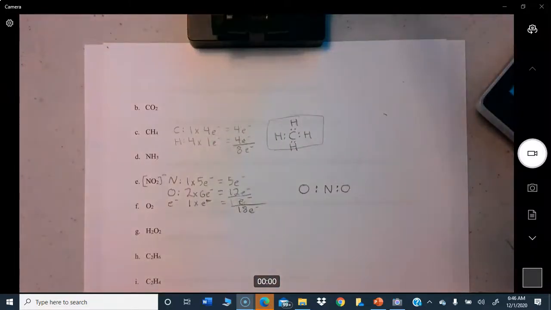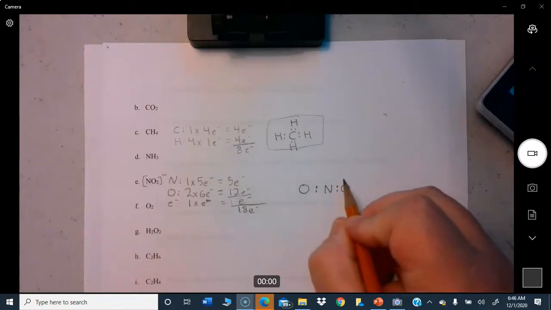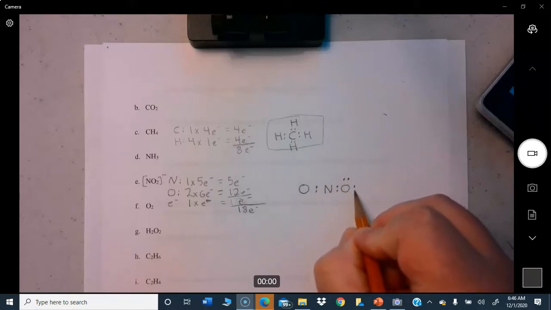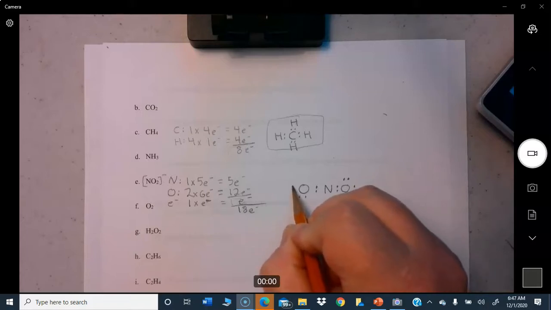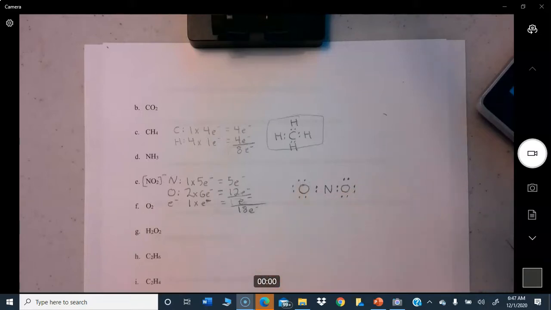Now you should not be doing this in ink because, even by design, you're going to be erasing electrons and rearranging them. So don't do this in pen, okay? But we're going to create octets for these 2 oxygen atoms out here. Okay, and now we're going to count. We have 8 there and 8 there. We need 2 more. Okay, so where are we going to get those 2 more?